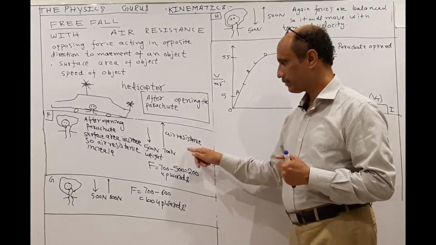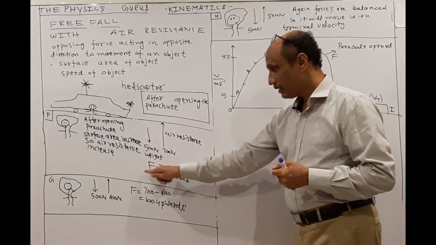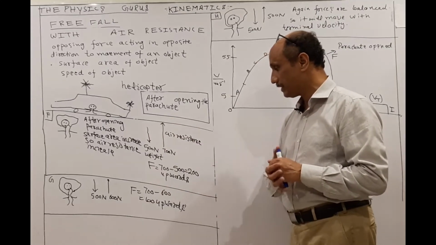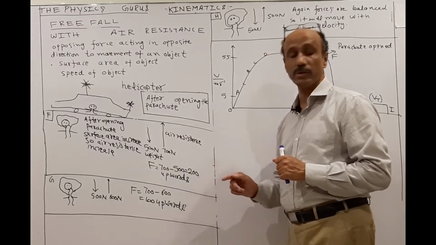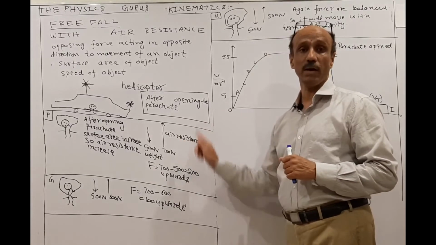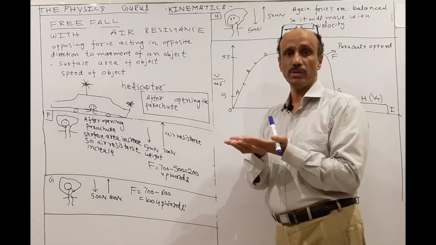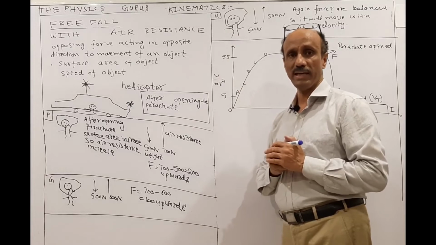So guys, look here, the upward force is greater than the downward force. When I calculate the resultant force, 700 minus 500, it becomes 200 Newton and its direction will be upward because the greater force is in the upward direction. So instead of coming down, as soon as he opens the parachute, he will feel a jerk and move in an upward direction.